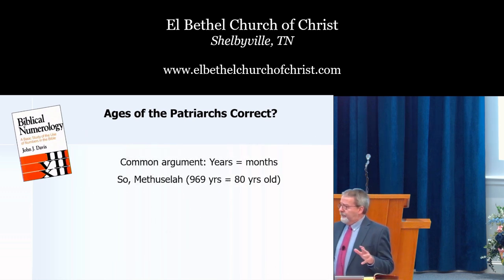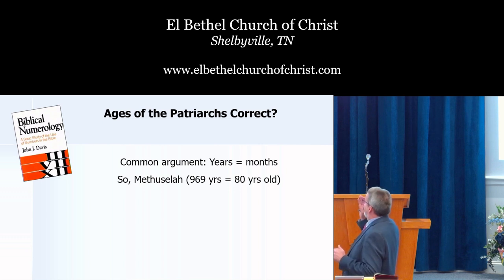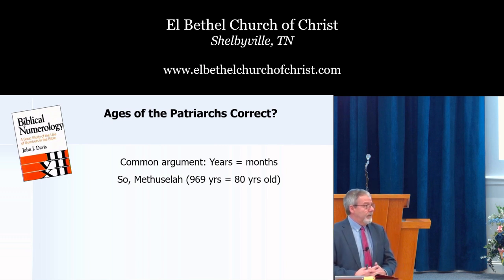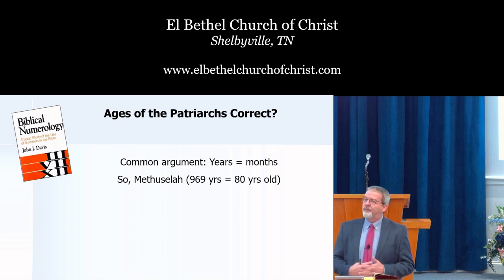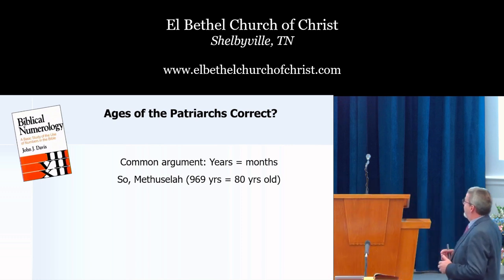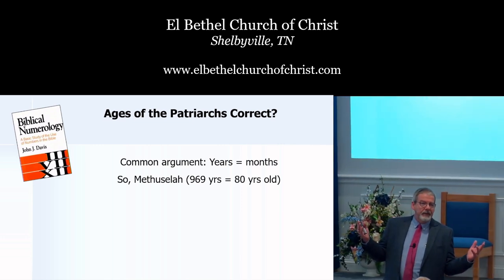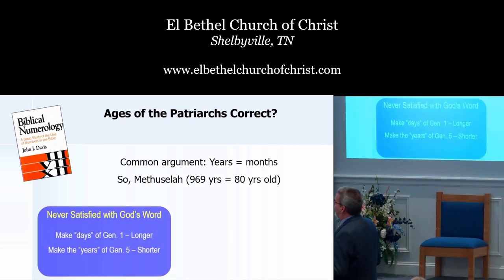I can't leave Genesis 5 without talking about whether these ages are correct and the major argument that's made. One of the most common arguments, and I cite again Biblical Numerology because he suggests this is the biggest argument he sees, is that these are not literal years. That the years stand for months. And so Methuselah, who lived 969 years, that would translate to 80 years. Well, then that makes sense, doesn't it? Until we try that on for size with some others.